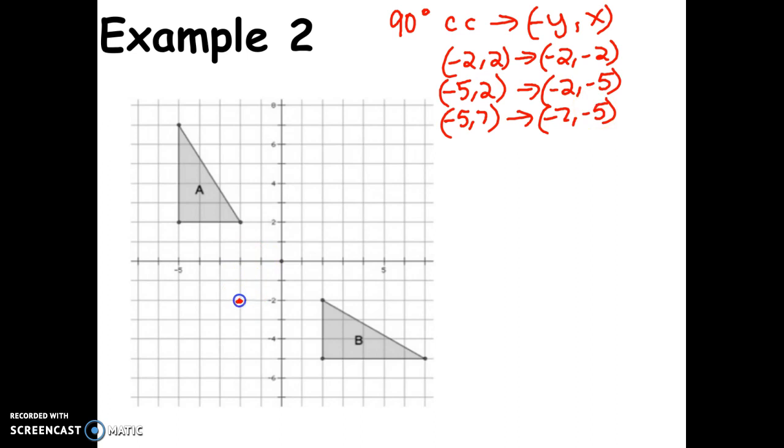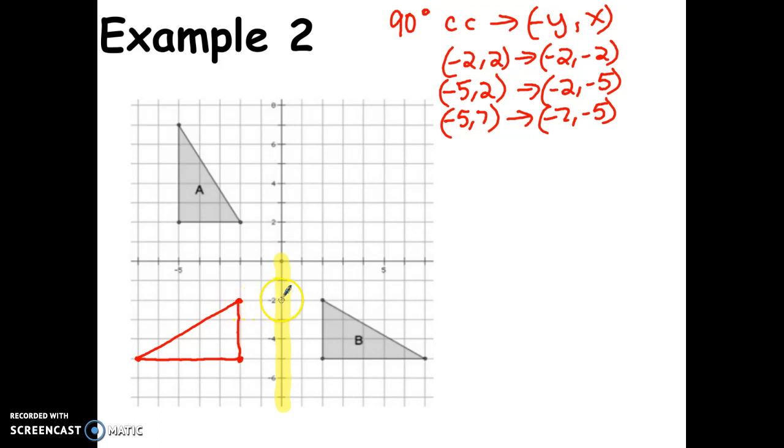I'm just going to plot those points. (-2, -2), (-2, -5), and then (-7, -5). So here's my figure after a 90-degree rotation counterclockwise. Now, to me, it's easy to see that the next thing I need to do is reflect. In particular, reflect across the y-axis. So I'm just going to highlight, I want it yellow, across this line so I can easily see my line of reflection.